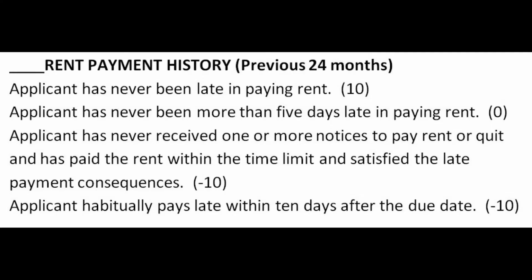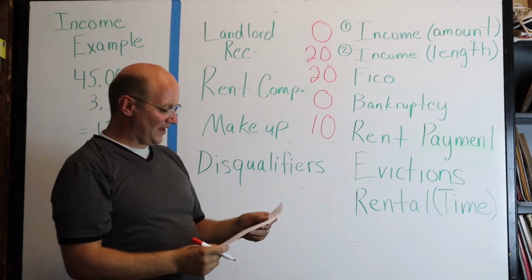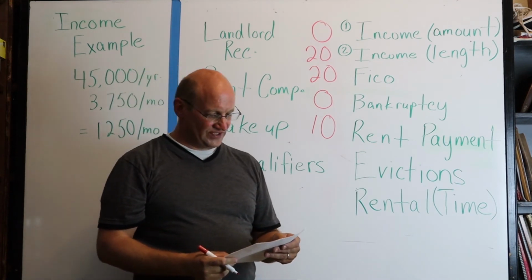Rent payment history. Applicant has never been late on rent. They could look at, since we're homeowners and never had a problem, but also we did rent about 6 years ago for a year and we were never late. So I'm going to give us 10 points for that. That's the maximum.